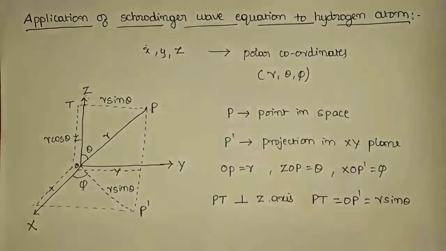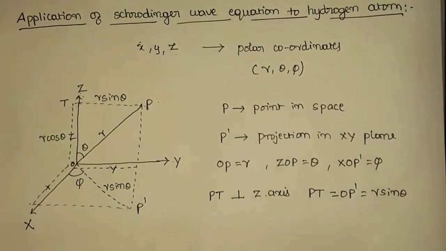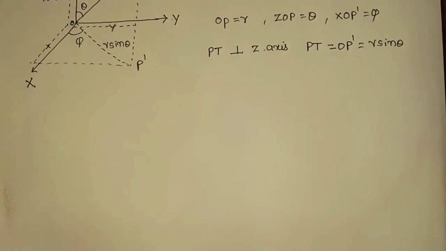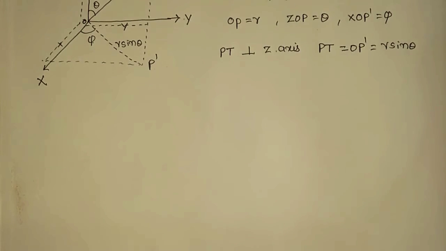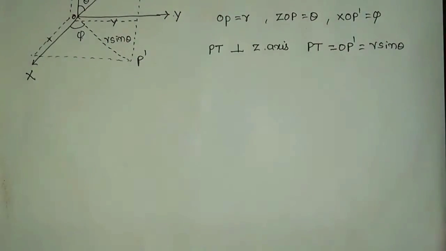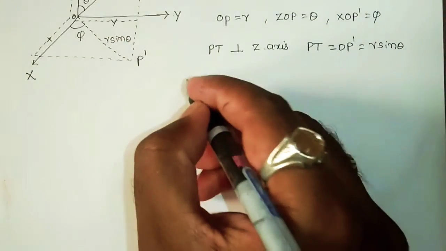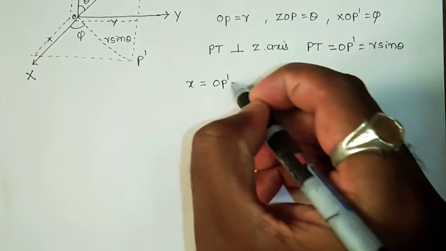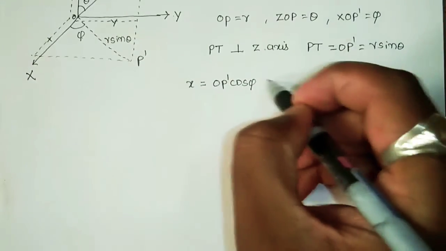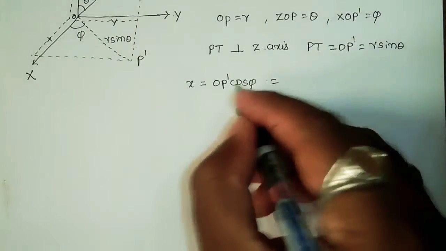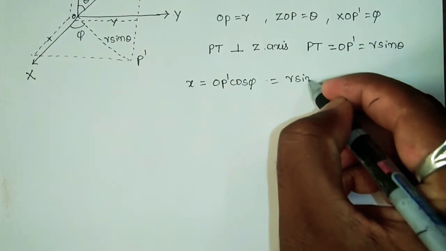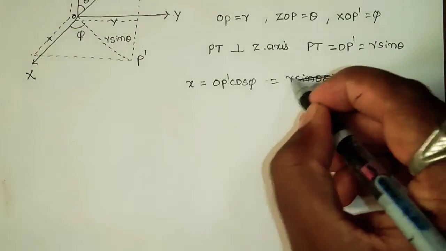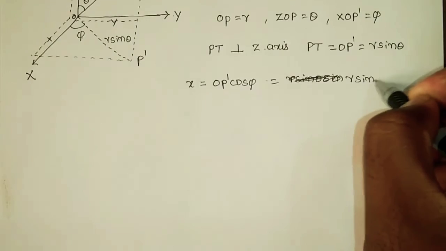So with the help of all these things, we can write the projections on the X, Y, and Z axes in terms of polar coordinates. Now we can write X is equal to OP prime cos phi. We know that OP prime is equal to R sine theta. Therefore, X is equal to R sine theta cos phi.